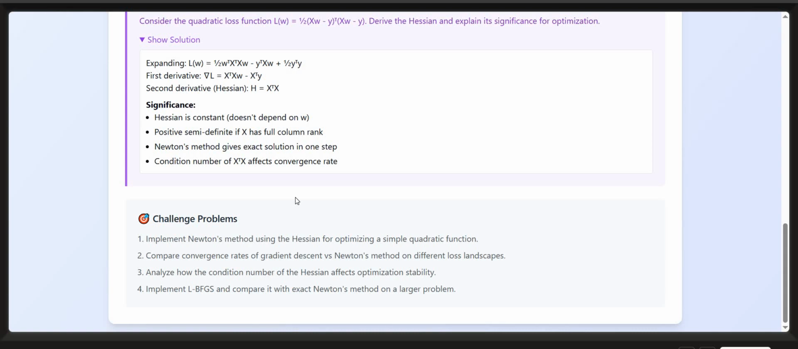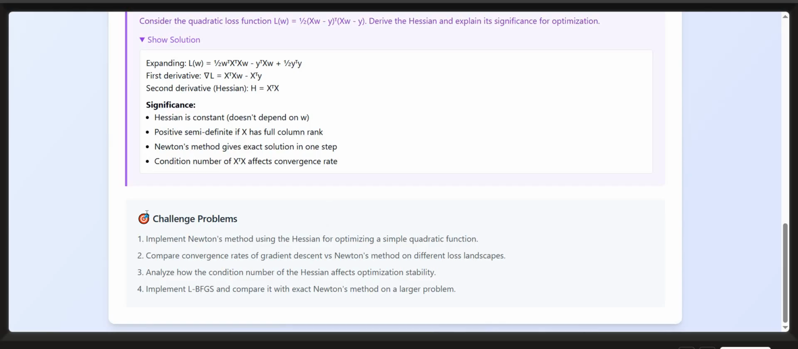Okay, but here's the catch. The condition number of x transpose x affects the convergence. If it is poorly conditioned, you could run into numerical issues or slower convergence even though the method is mathematically clean. And finally, if you want to explore this more, there are some good challenge problems here.